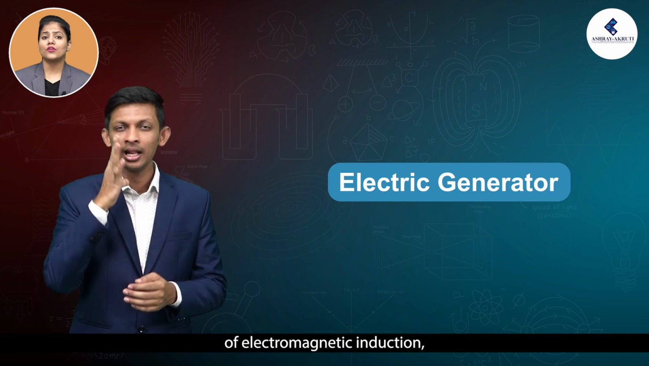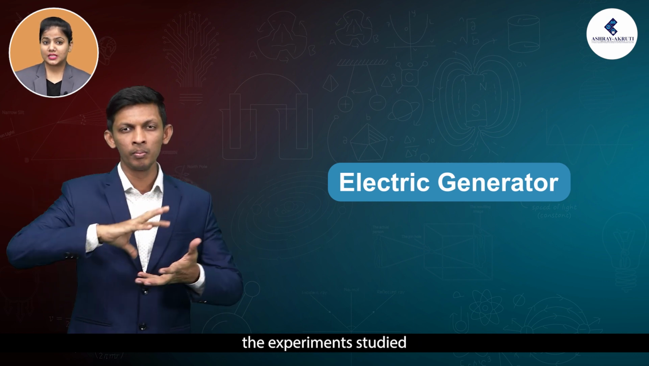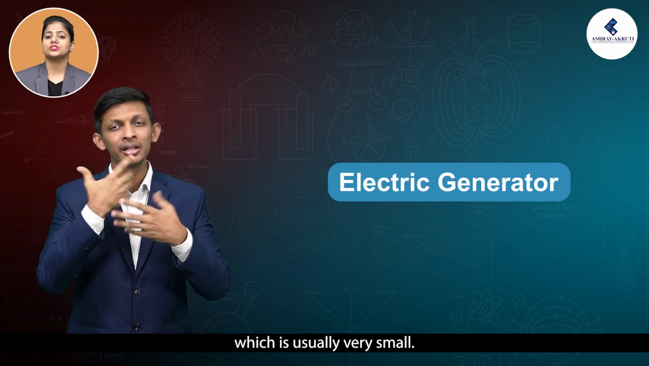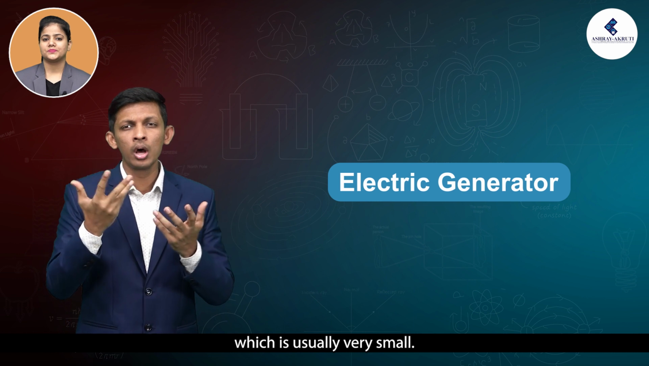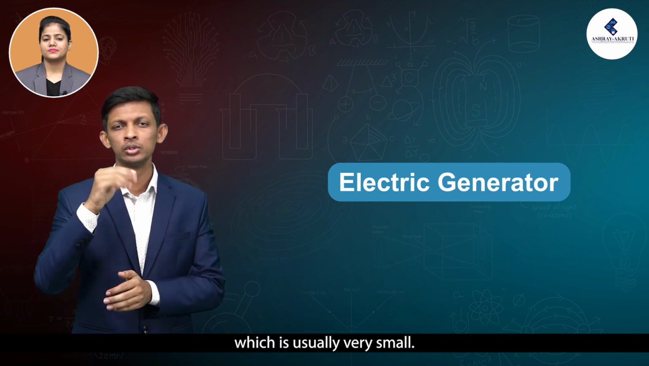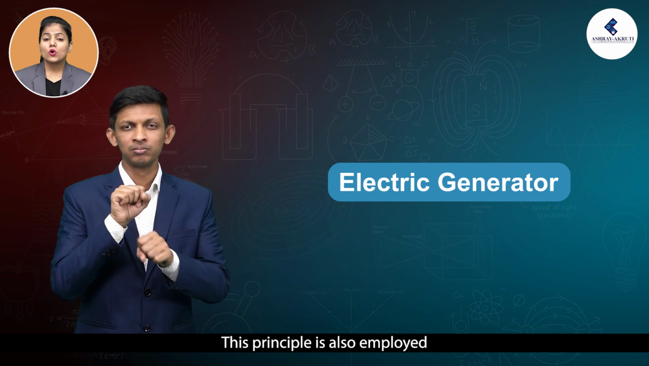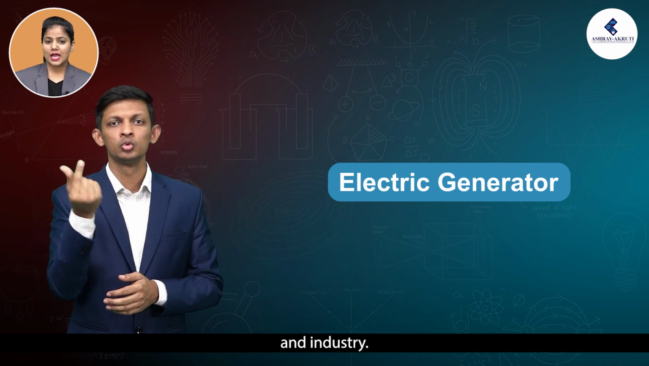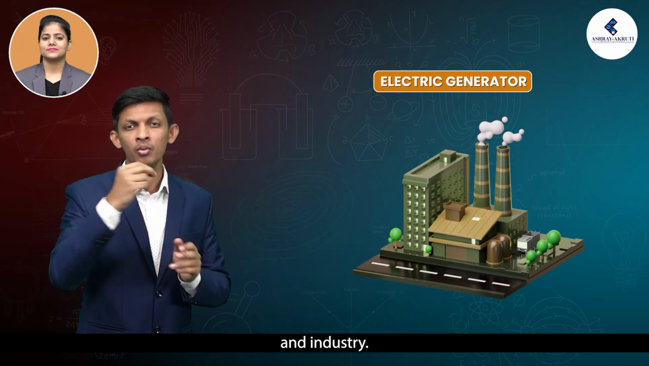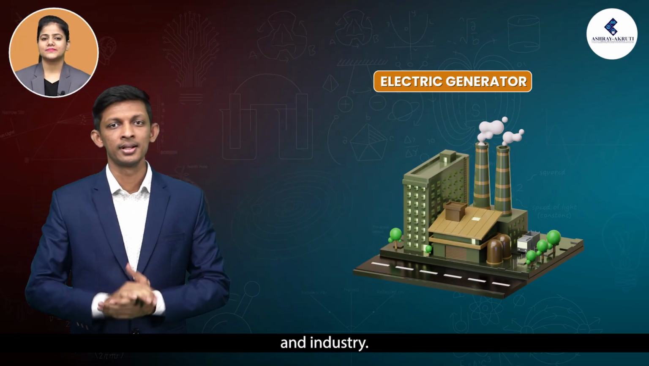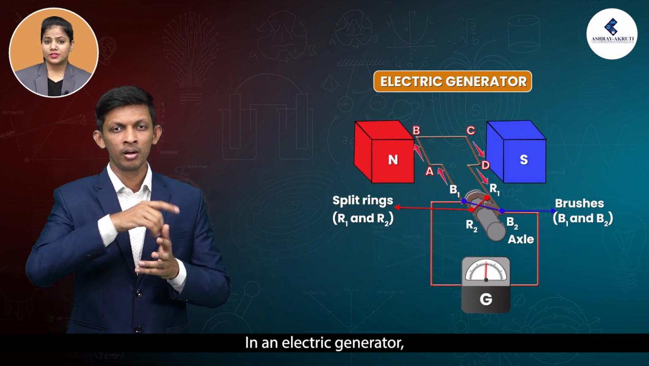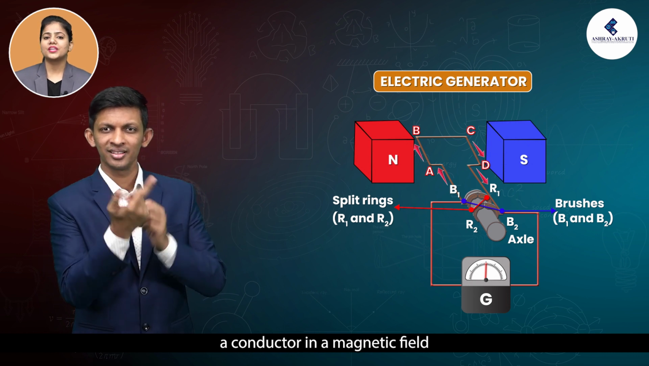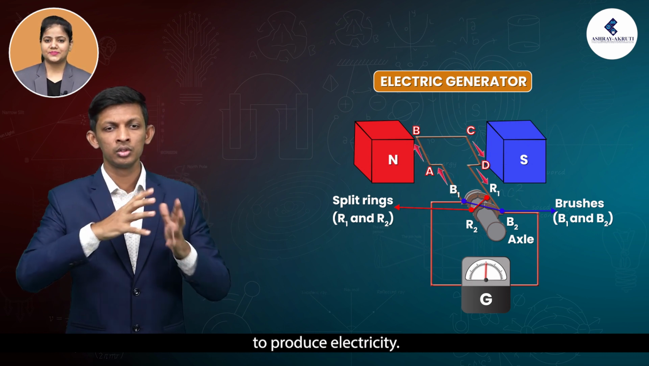Based on the phenomenon of electromagnetic induction, the experiment studied above generates induced current which is usually very small. This principle is also employed to produce large current for use in homes and industry. In an electric generator, mechanical energy is used to rotate a conductor in a magnetic field to produce electricity.